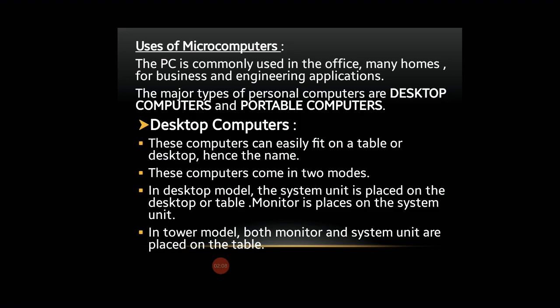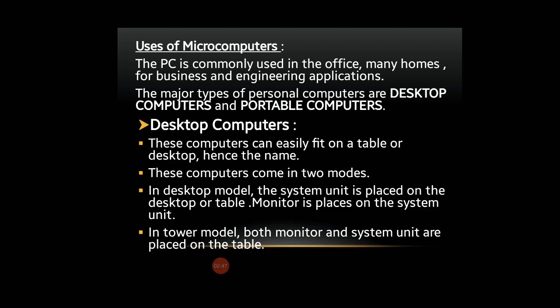These desktop computers easily fit on a table or desktop, hence they get the name. So the name itself suggests desktop. On the desk you will keep this computer, that's why it got the name desktop. On the table you can easily fix these computers. This desktop computer also comes in two models: desktop model and tower model. The tower model is very famous, which we use in our daily lives. What is that? We will come to know.